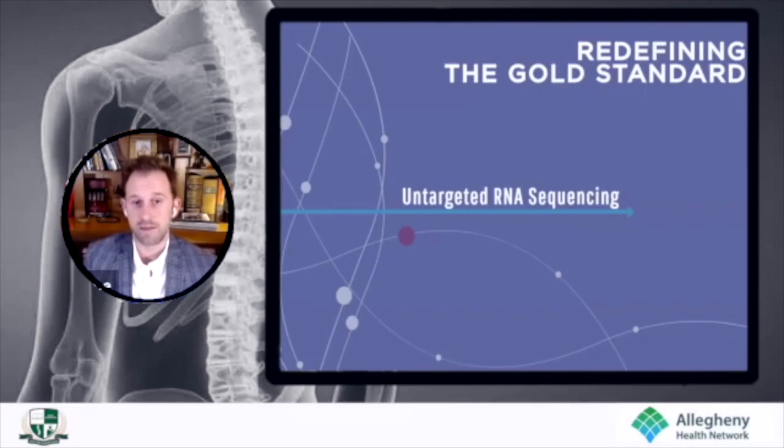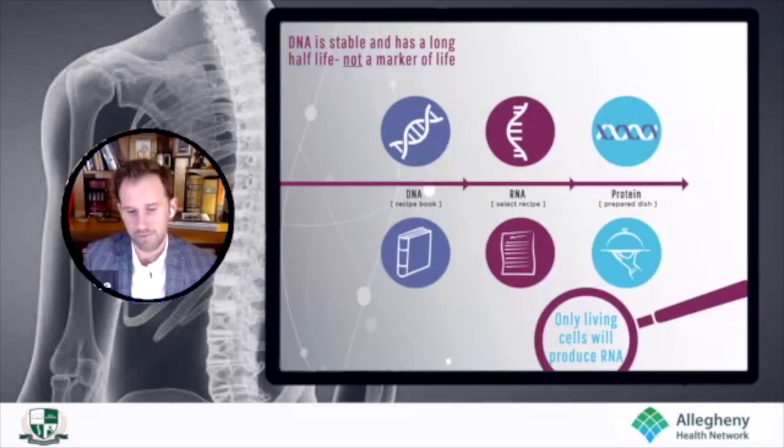Now, what this is all leading to is what I believe will help us redefine this gold standard, and I believe that is untargeted RNA sequencing. And I'm going to just review very briefly here for you some old biochemistry and molecular biology. So your DNA is very stable, it's double helix, it's got the long half-life as we mentioned. RNA, on the other hand, is single-stranded.